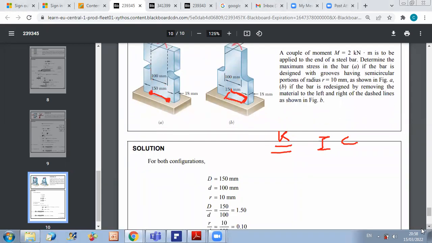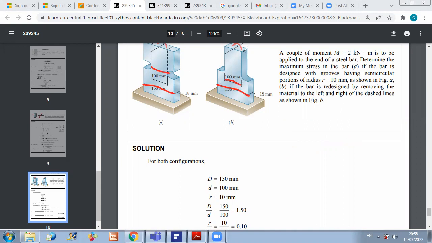So first, let me characterize my problem. I have a rectangular cross section of length 100 millimeter, width 18 millimeter. Now, because I have stress concentration, because I have sudden change in cross section, I should determine the parameters needed to determine the coefficient K. And as you can see in this figure, both figures share the same values. So for both figures, big D, the largest thickness, is 150. Small d is the smallest thickness, which is 100 for both.